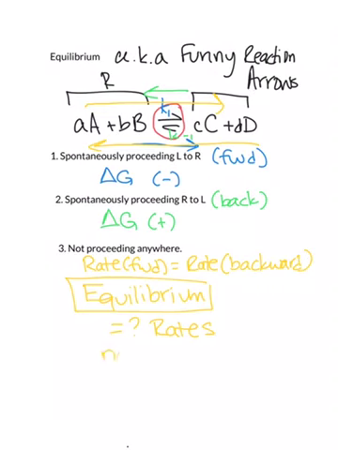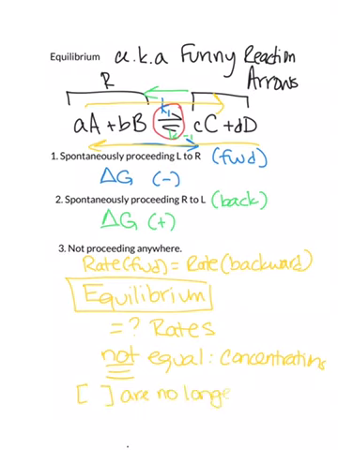What is not equal, and I want to stress this so much, is that the concentrations are not equal at equilibrium. So it's not like the concentration of A equals the concentration of B equals the concentration of C equals D, right? The concentrations are not equal. What it means is that the concentrations, so I'm going to use the square brackets for that, are no longer changing.